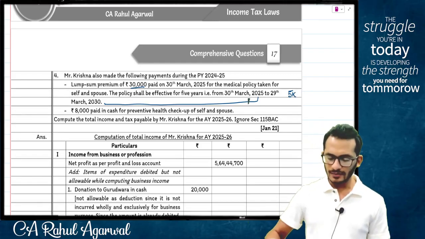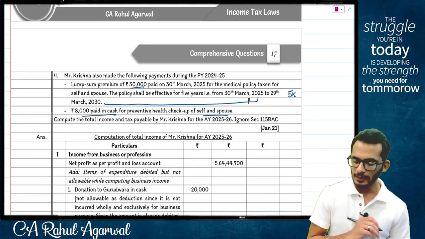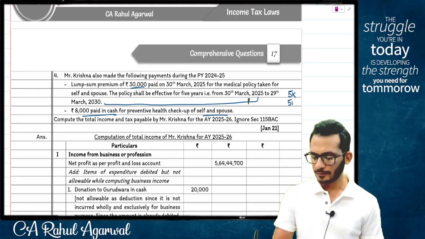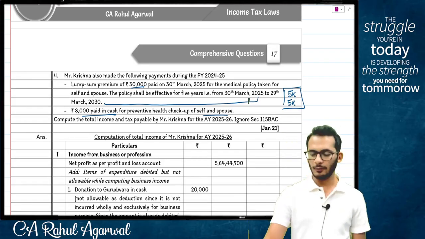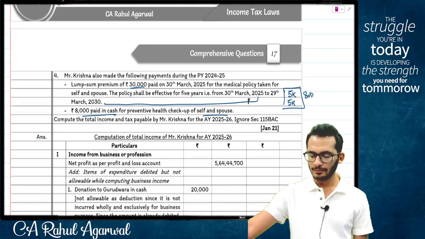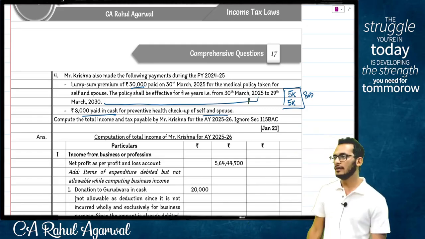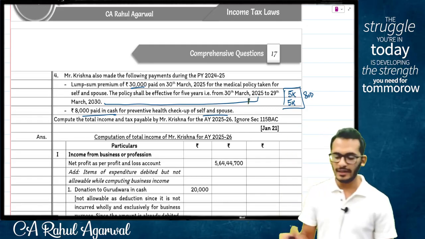Second, I have paid 8,000 in preventive health checkup for self and spouse in cash. I can only claim 5k, so 5k extra gets added here. Total deduction is 10,000 under 80D. This is what the section says. Clear? Yes.